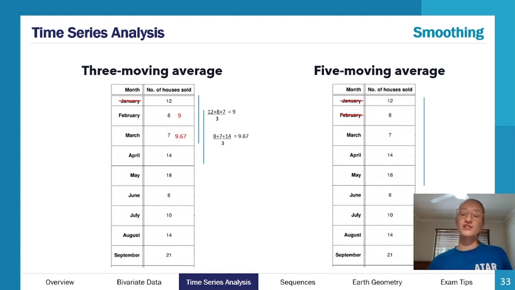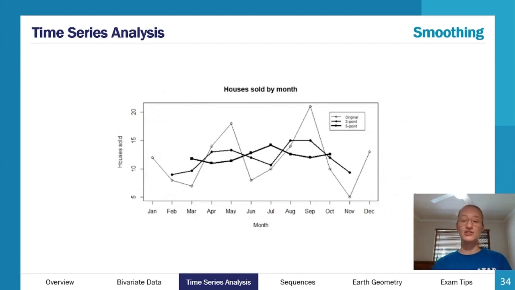So 5-moving average, same deal. I'm taking the point for March and the 2 points beforehand and the 2 points after. I'm adding them together, I'm dividing them by 5, and that gives me my value for March. And then that's the process of it.